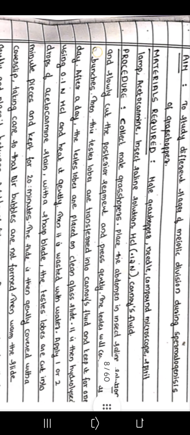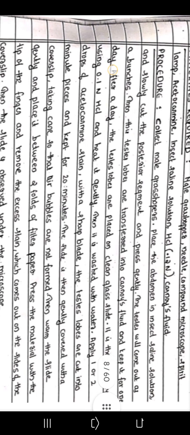Carnoy's fluid. Procedure: collect male grasshoppers, place the abdomen in insect saline solution and slowly cut the posterior segment and press gently. The testes will come out as a bunch. Then the testis lobes are transferred into Carnoy's fluid and kept for 1 day. After a day, the testis lobes are placed on a clean glass slide. It is then hydrolyzed using 0.1 normal HCl and heated gently.